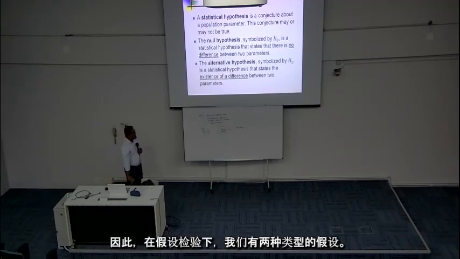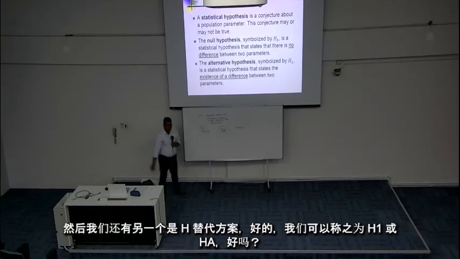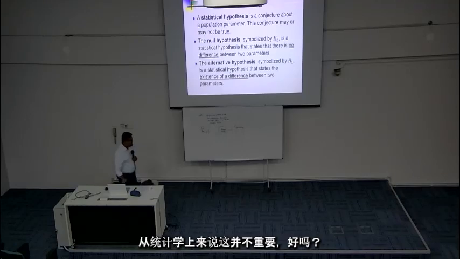So under the hypothesis testing, we have two types of hypothesis. The first one we call the null hypothesis, which we symbolize like this, H null. Then we have another one, the alternative hypothesis, which we can call H1 or HA. So for H null, there is no difference between two parameters, meaning it is statistically not significant.